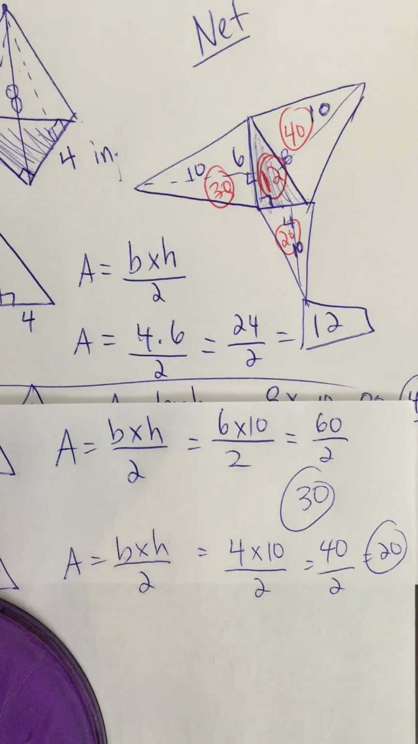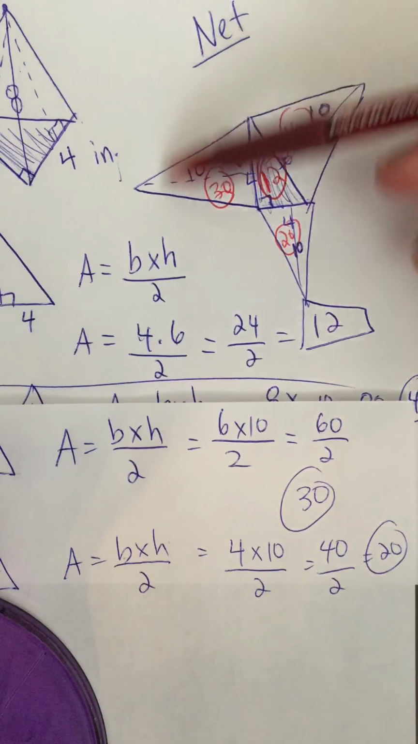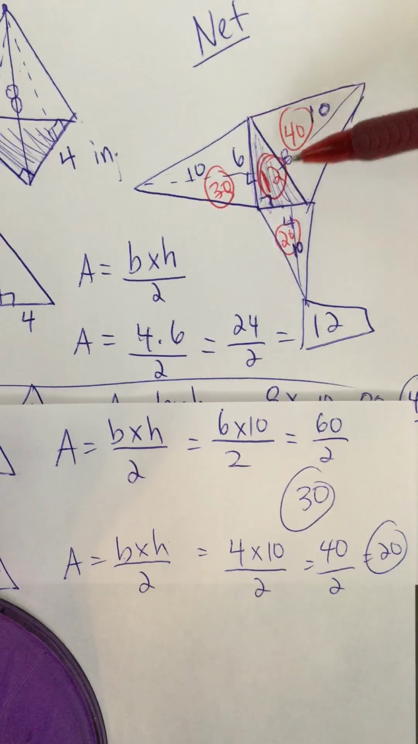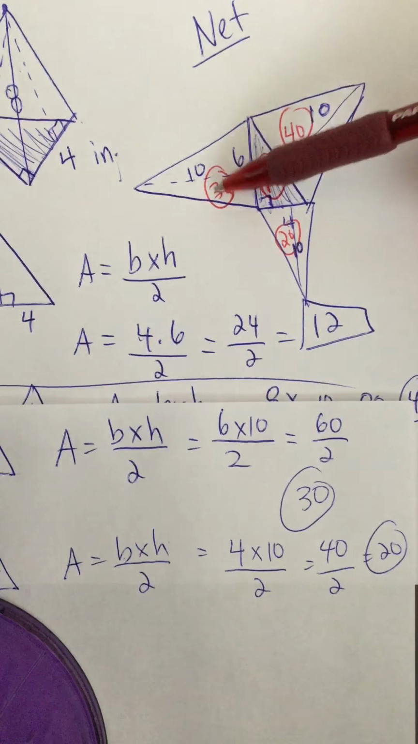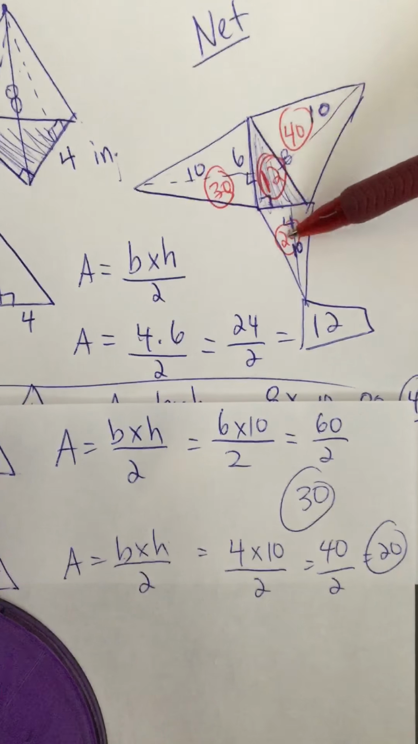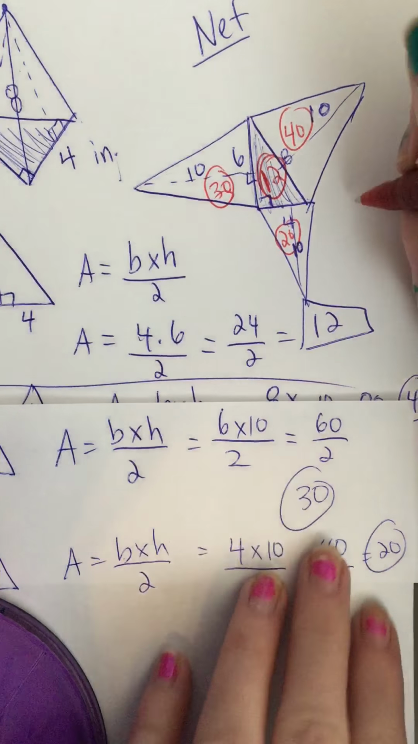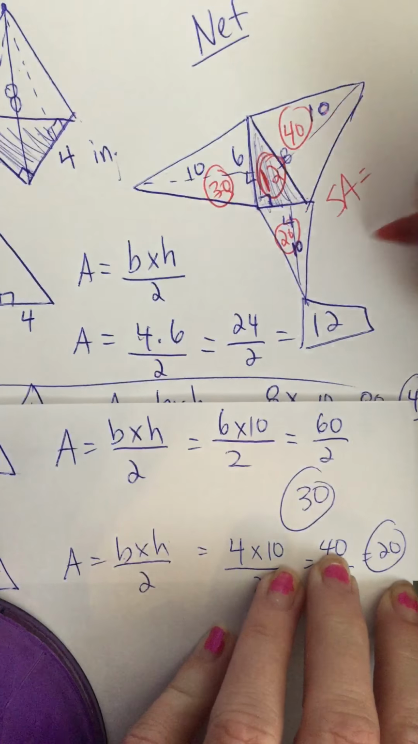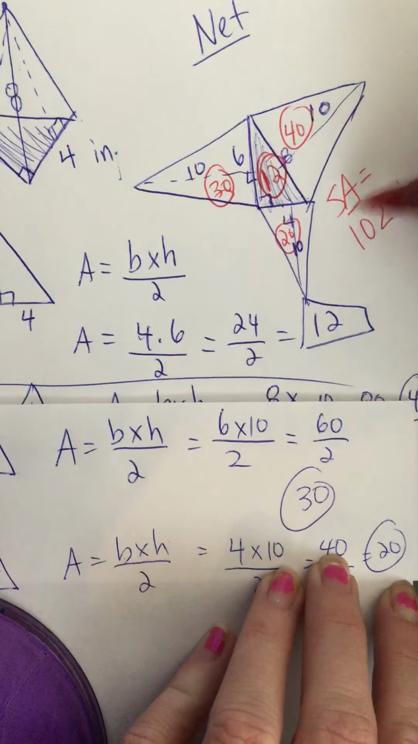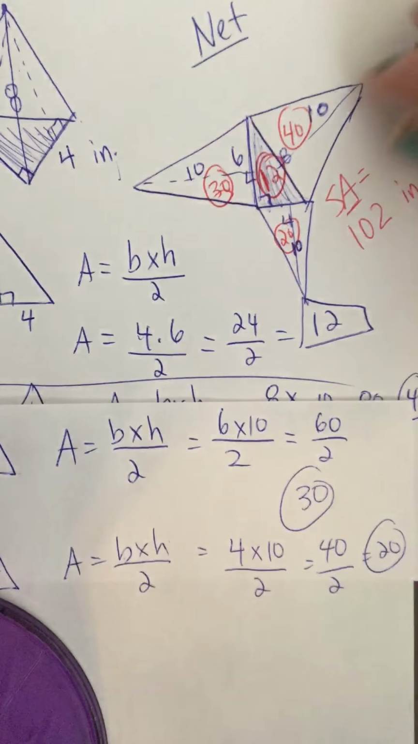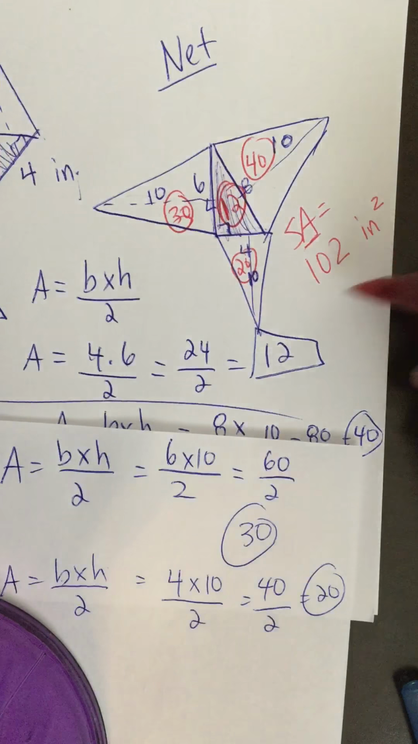Now, to find the surface area of everything, we have to add all of these up because we want to know the whole surface, the whole area of all the different surfaces. So 40, 50, 60, 70, 80, 90, 100, and 2. So the surface area would equal 102. The unit is inches, and because we're still dealing with area, we're going to have inches squared, and that would be the final answer.